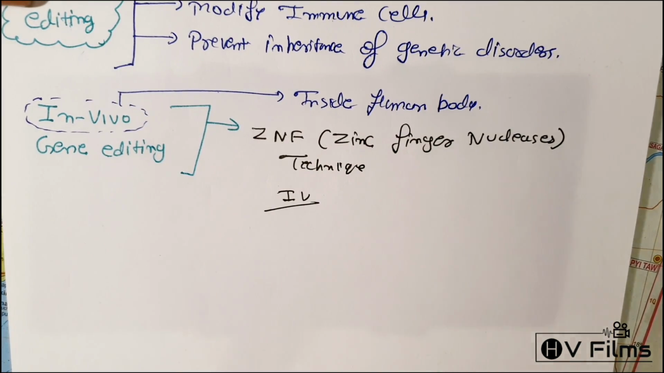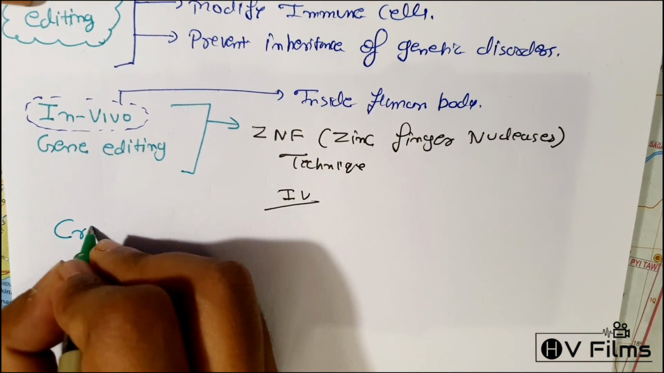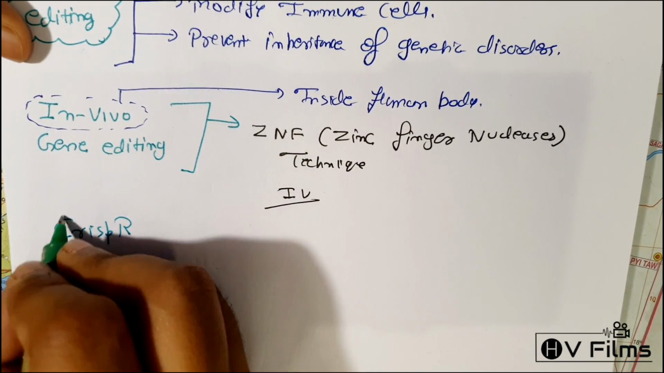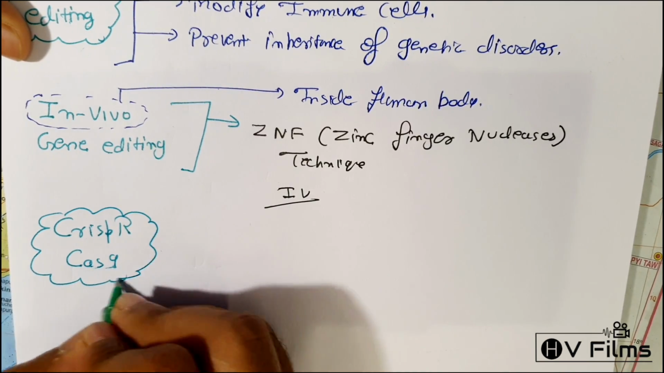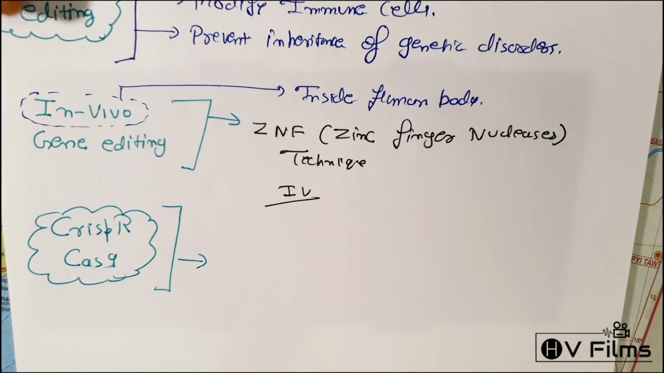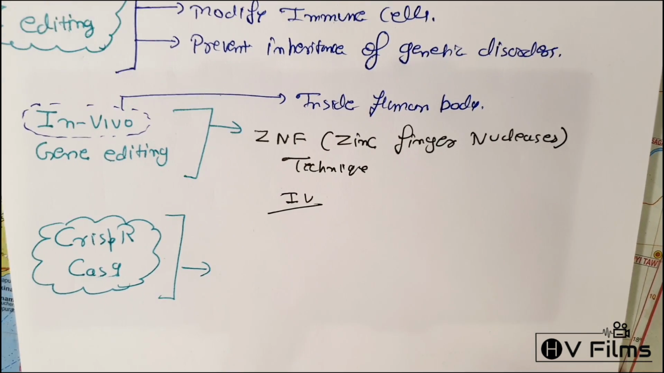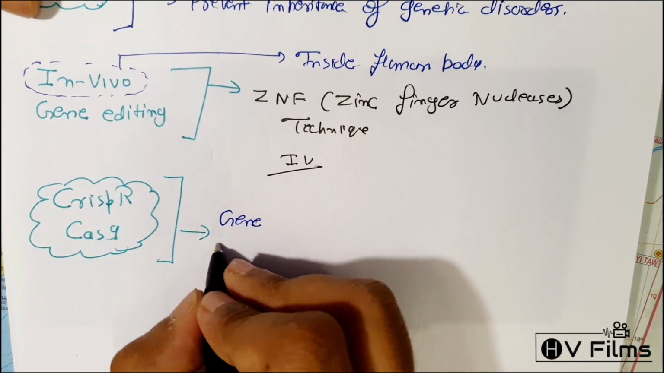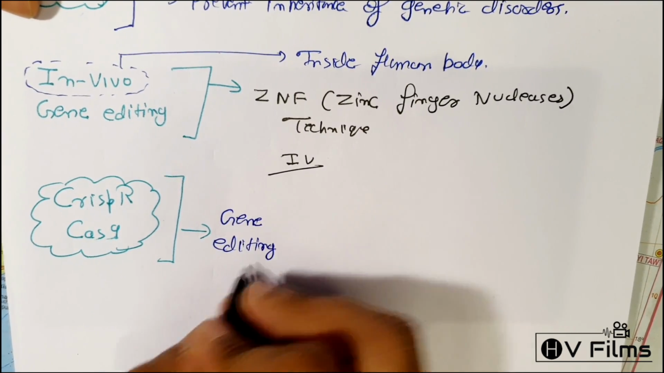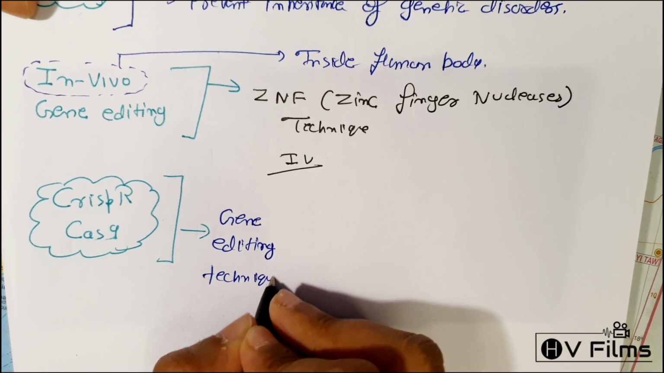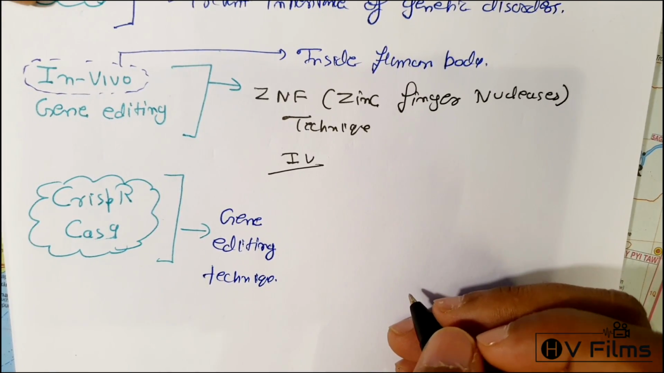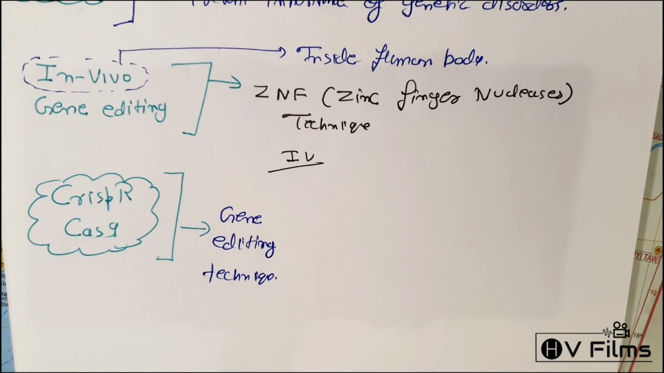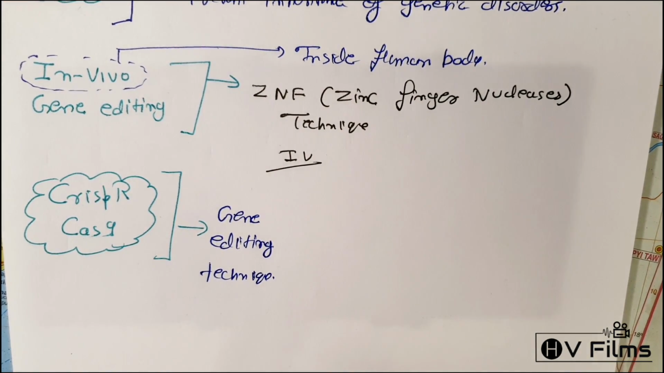Next one is CRISPR Cas9. This is one of the mechanisms through which we do gene editing itself. It is a gene editing technique. If you want to know the full form, it is clustered regularly interspaced short palindromic repeats. You don't have to remember that. The CRISPR Cas9 is good.